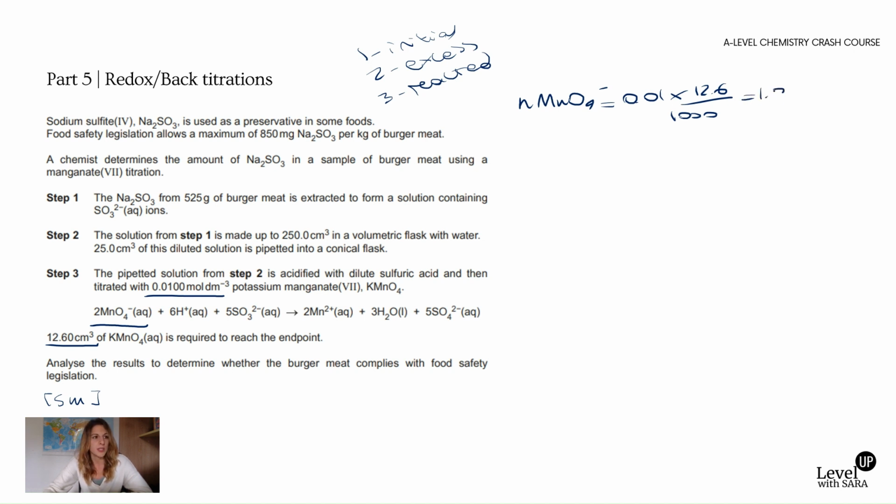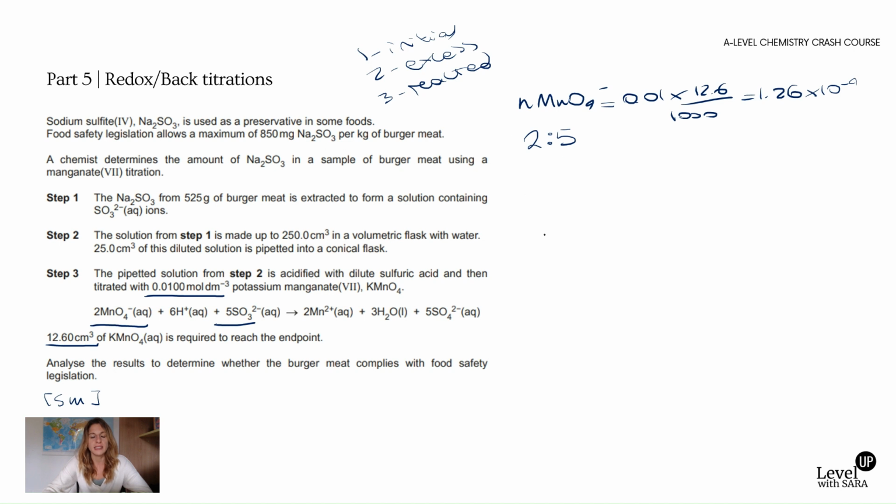Always keep an eye on the units if you need. So this gives us 1.26 times 10 to the minus 4. And as I always say, things to keep in mind is the mole ratio. What's the ratio that we're interested in between the permanganate and the SO3 2 minus, because that's what is reacting along. So the ratio is 2 to 5.